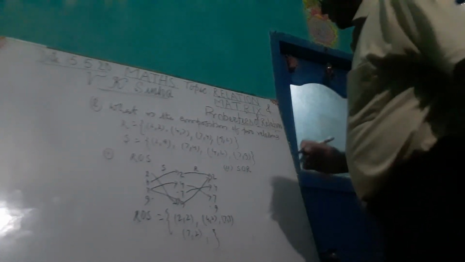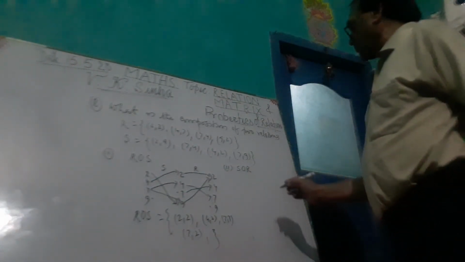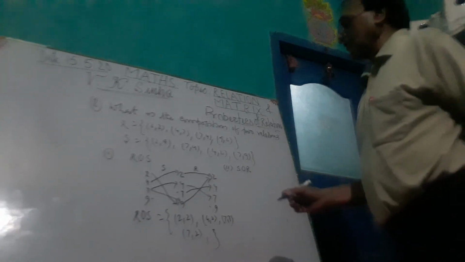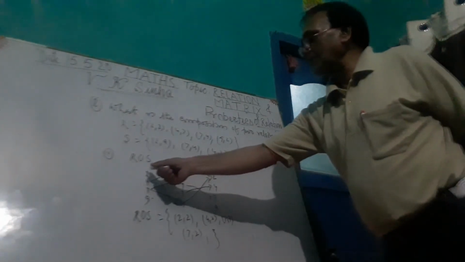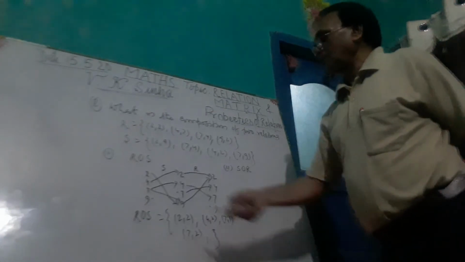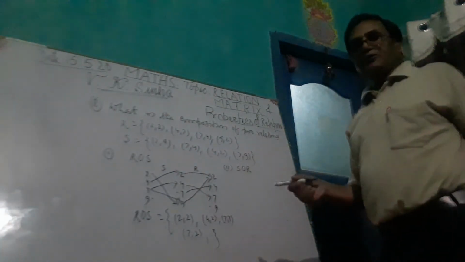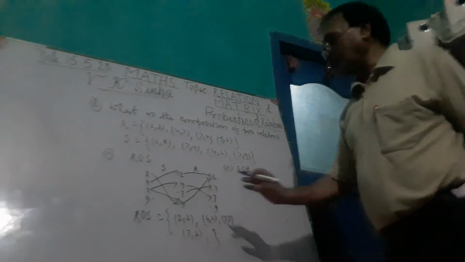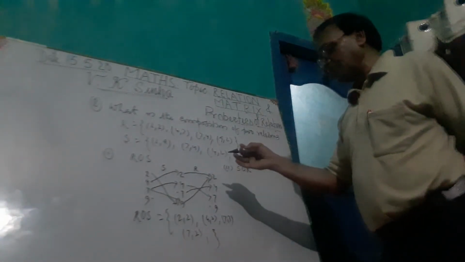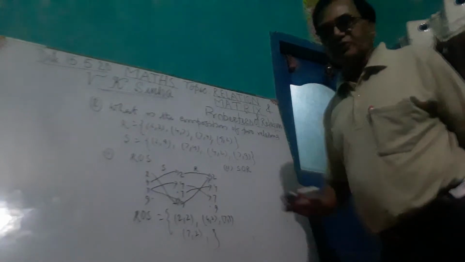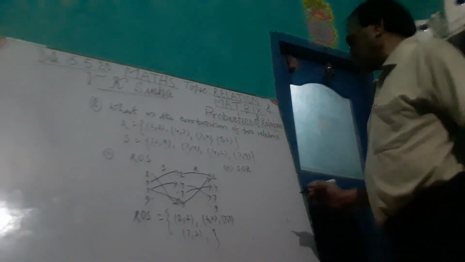So ROS is like we obtained. And now SOR. So first we write the element here, 2, and we see which element 2 is finally connected to. And write the composition, which is the member of the composition relation ROS.